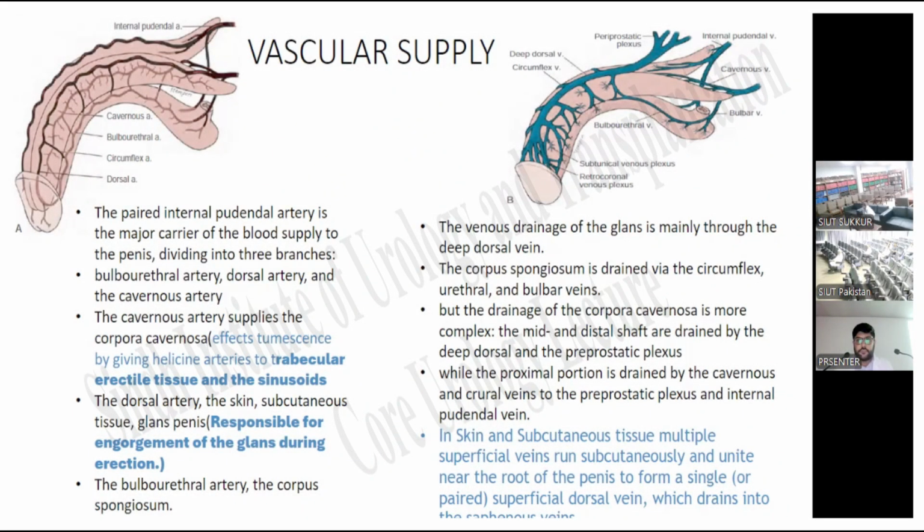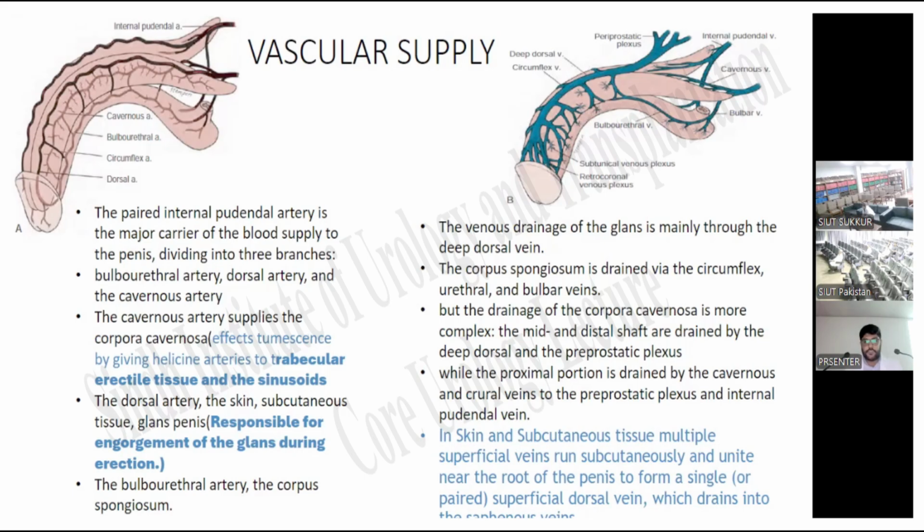The venous drainage of the glans is mainly through the deep dorsal vein. The corpus spongiosum is drained via the circumflex, urethral, and Burger veins. But the drainage of the corpora cavernosa is more complex. The mid and distal shaft are drained by the deep dorsal and the preprostatic plexus, while the proximal portion is drained by the cavernous and crural veins to the preprostatic plexus and internal pudendal vein.